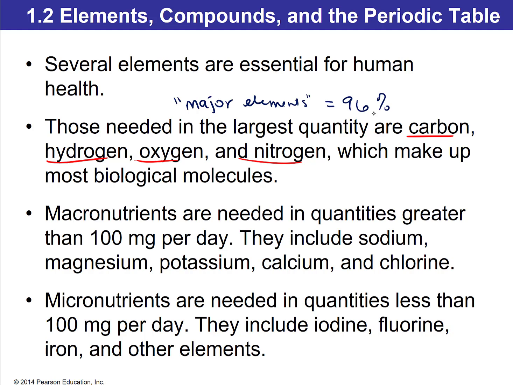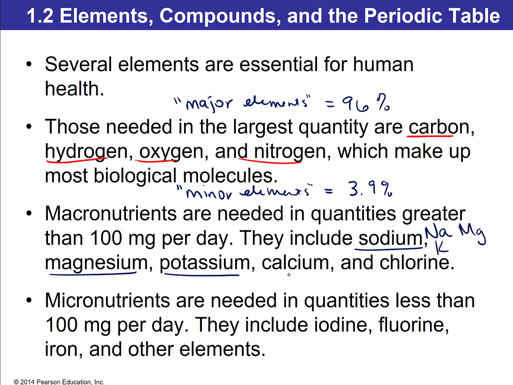So then there are smaller ones, they call them minor elements. Minor elements are found collectively up to 3.9% in living things. There's 9 of them. So they are sodium, Na, magnesium, Mg, potassium, remember, is K, calcium is Ca, chlorine is Cl. So those are the 5 that they've got listed.